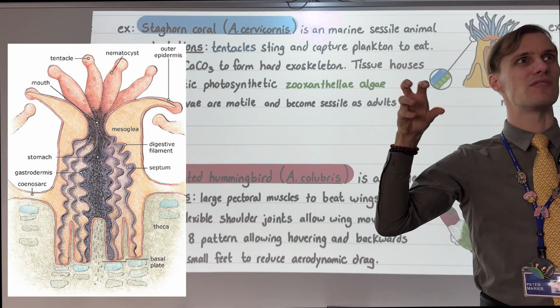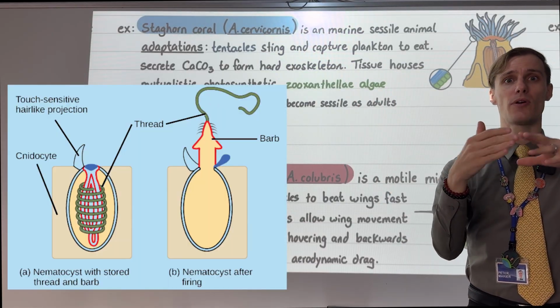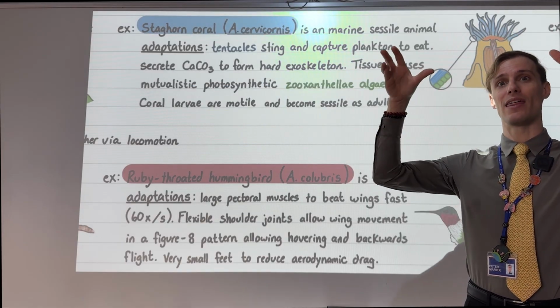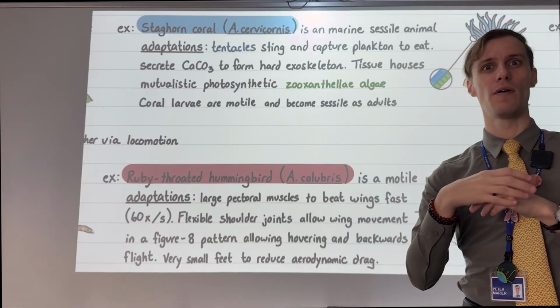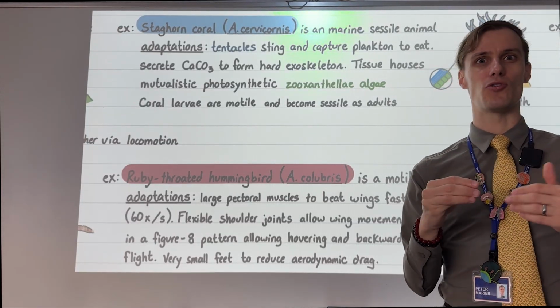So those tentacles have these stinging cells called nematocytes that are actually able to sting prey, such as very small crustaceans or plankton, and that is then able to be digested by the actual coral. Now, it should be noted that this is not the primary way in which they obtain nutrients.